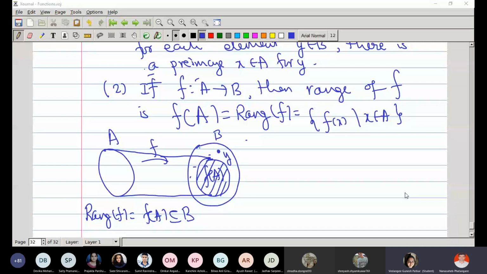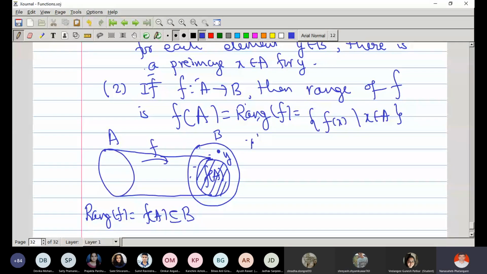Yes. So if the range is this, then range is a subset of the codomain. And if the situation is like this, the range is inside codomain B, then if there is some point outside the range, it may happen. There is a point outside the range, but for such a point y, there is no pre-image, correct? Right?